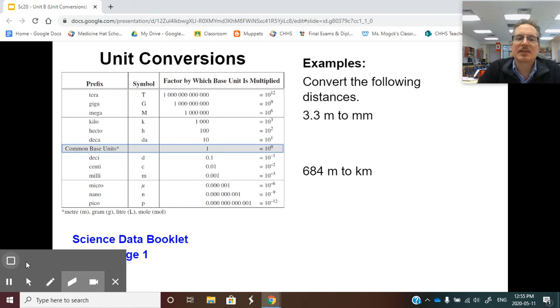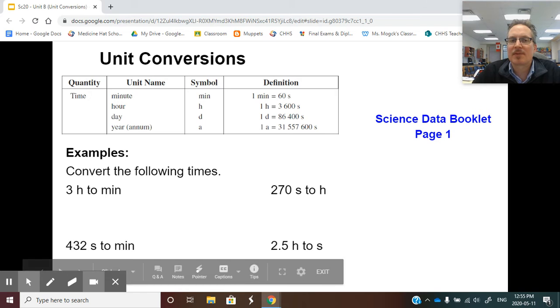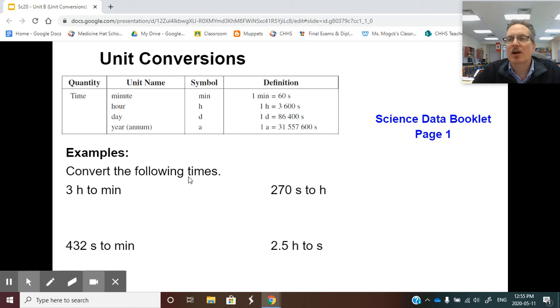Now, time is a little bit different. But the nice thing about time is we have a pretty good judge of time. We know that there are 60 seconds in 1 minute. There are 60 minutes in 1 hour. There are 24 hours in 1 day. The extra bits that we don't know might be how many seconds there are in 1 hour, or how many seconds there are in a day.